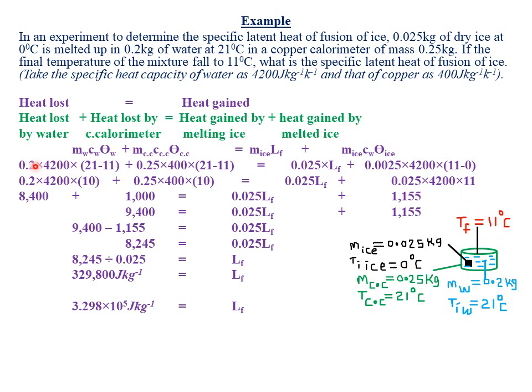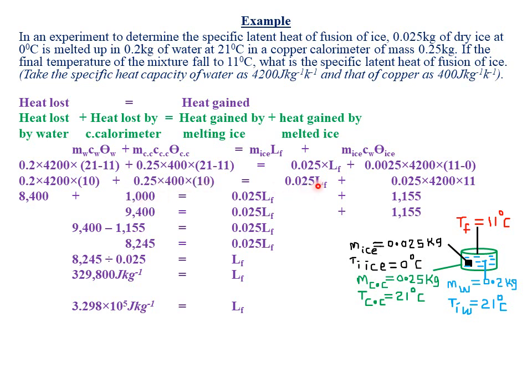Then, of course, 0.2 multiplied by 4,200, then 21 minus 11, you will simply get 10. Then, of course, 21 minus 11, you'll also get 10. Then if you take 11 minus 0, you'll simply obtain 11. So if you take 0.2 multiplied by 4,200 multiplied by 10, you'll obtain 8,400. Then if you take 0.25 times 400 times 10, you'll obtain 1,000.